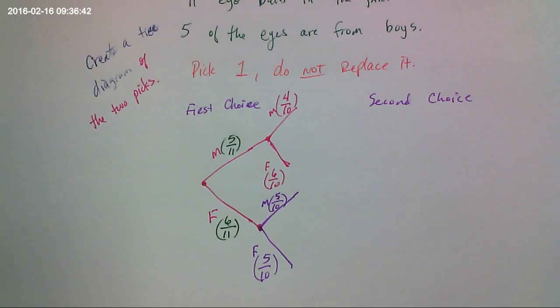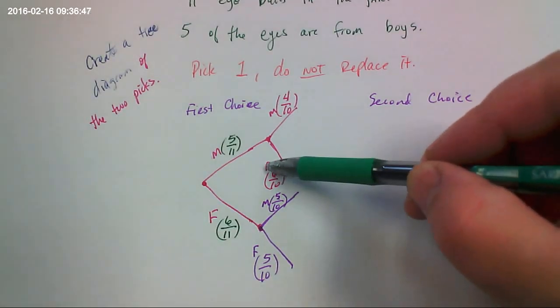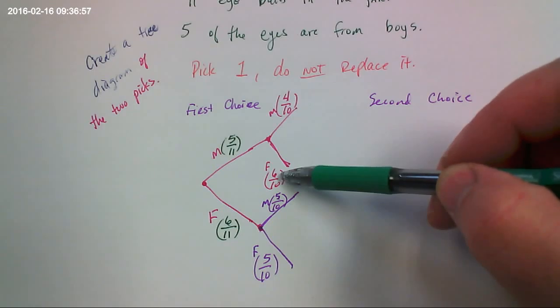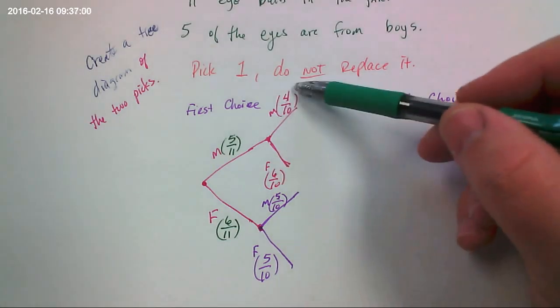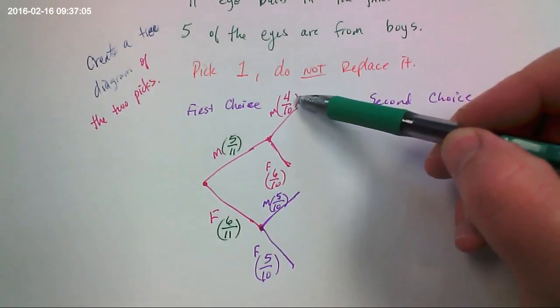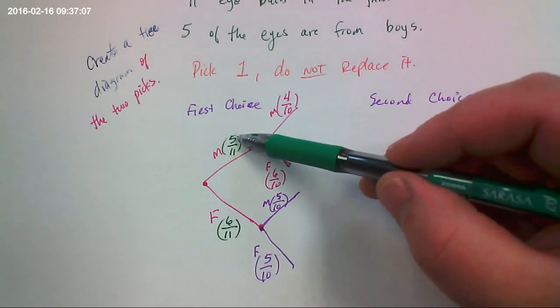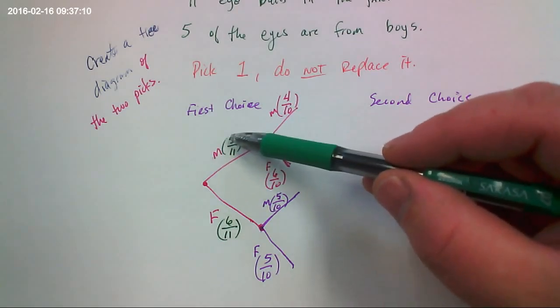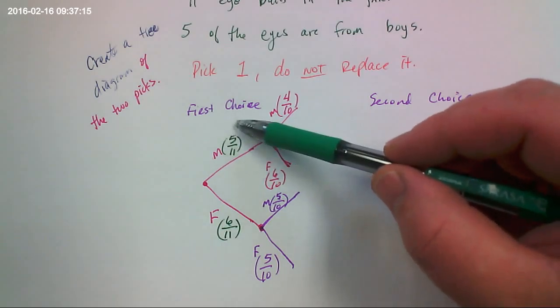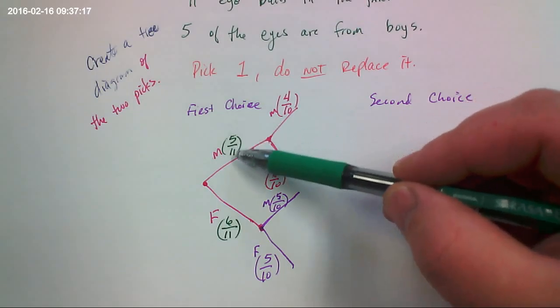Hey, America, I have a question for you. Are you ready? Good. Why is this female, the second pick, 6/10? Oh, and they have to add up to 1. That's true. Why is this 4/10? Ah, because there was 5 male and 11 total, right? We chose a male, which meant there were 4 left, and since we took one, there's 10.